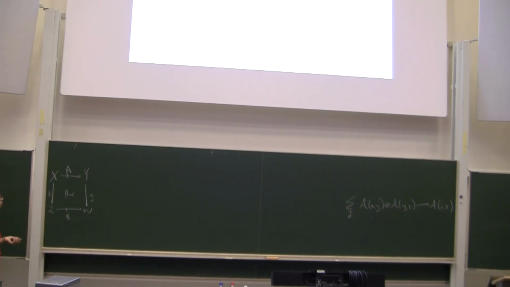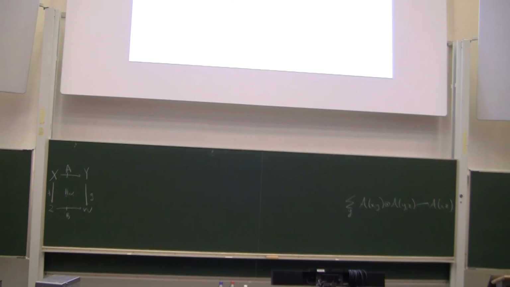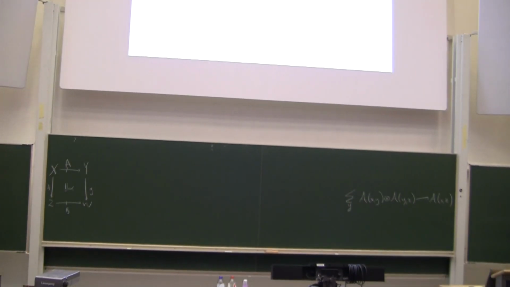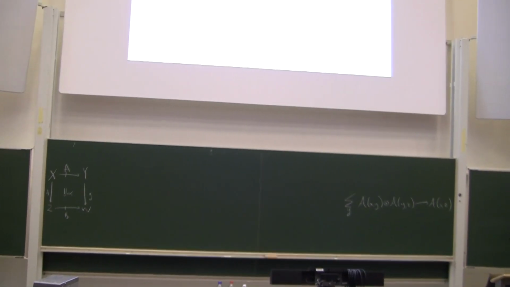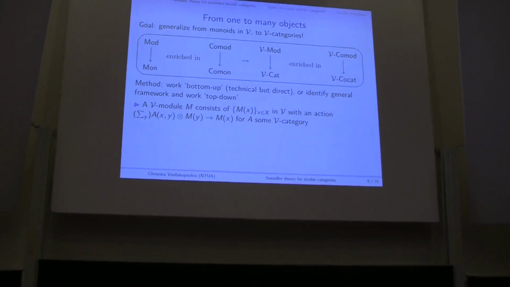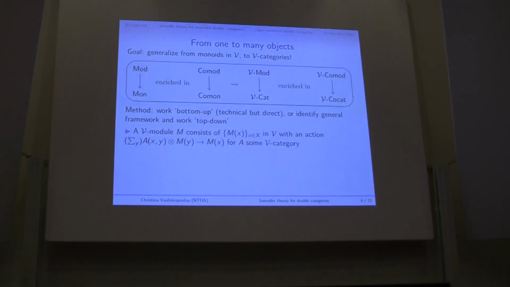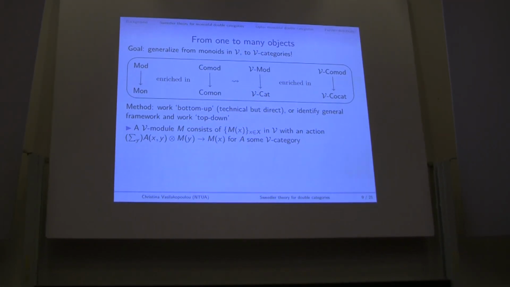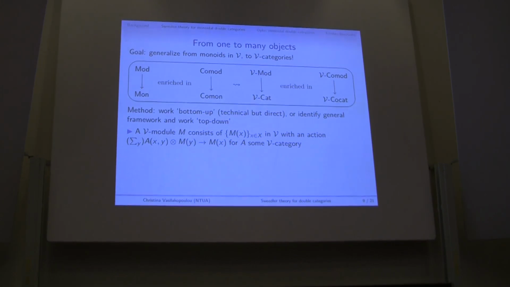I can define a V module for a V category as an indexed family of objects in V, equipped with an action from a category AXY. If I want, in the presence of co-products, I can put the sum there as I did over there, for some B category. So this is basically a one-sided bi-module, enriched bi-module, very standard, very old, very useful.